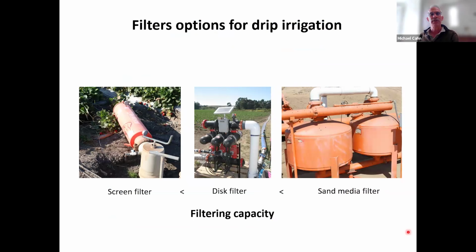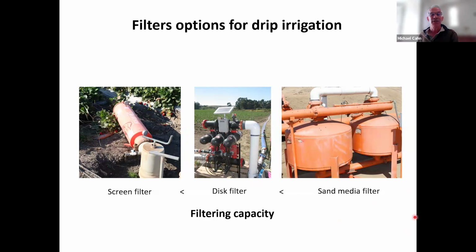injecting before a filter. Now, screen filters have a lot less filtering capacity than, say, disc or even sand media filters. But the problem is, you can't put a sand media filter right there out at the block. Disc filters also usually are sort of a system that needs some automatic flushing. But that's the reality. If you want to protect your drip system, you're going to have to inject before a filter.